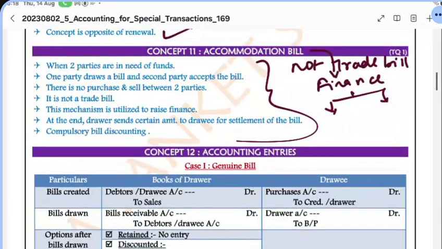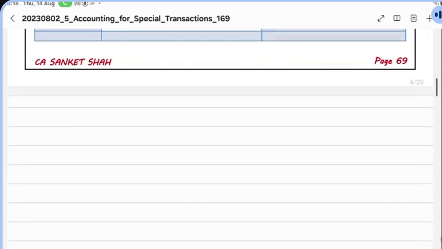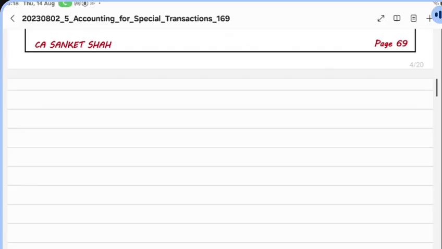Where are we now? Accommodation bill. So we are done with accommodation bill. Hope you have understood the concept of accommodation bill.